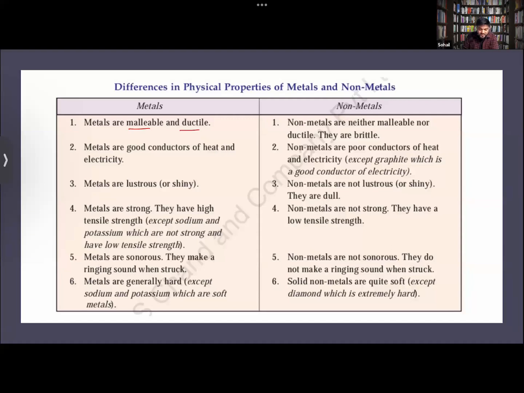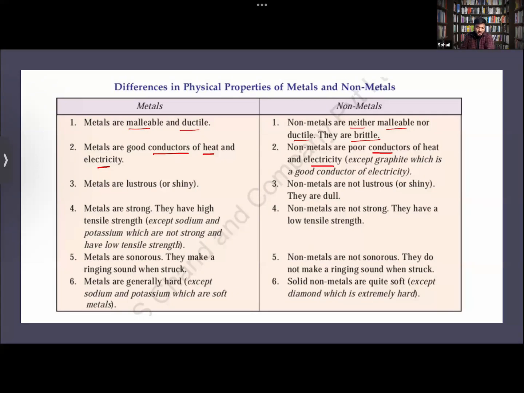While non-metals are neither malleable nor ductile, in place of that they are brittle. Metals are good conductors of both heat and electricity, while non-metals are poor conductors of heat and electricity. The exception is graphite, which is a good conductor of electricity.